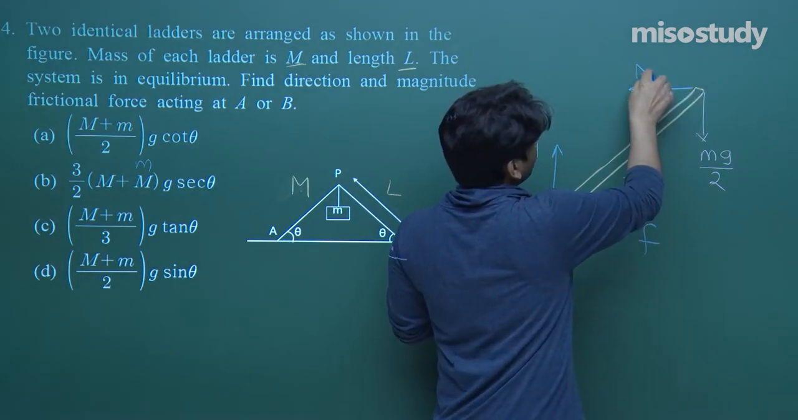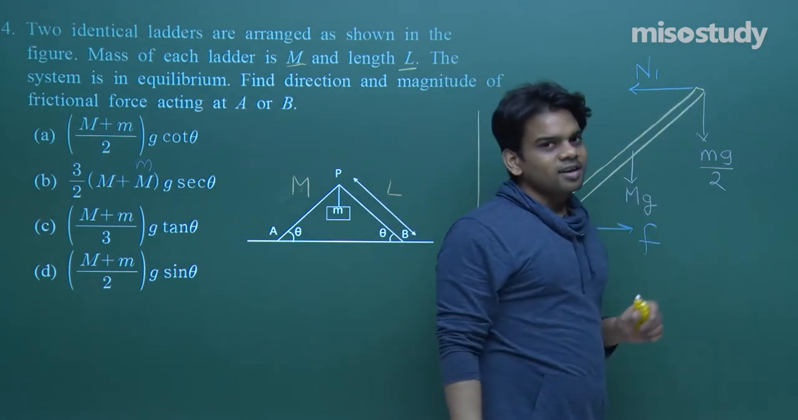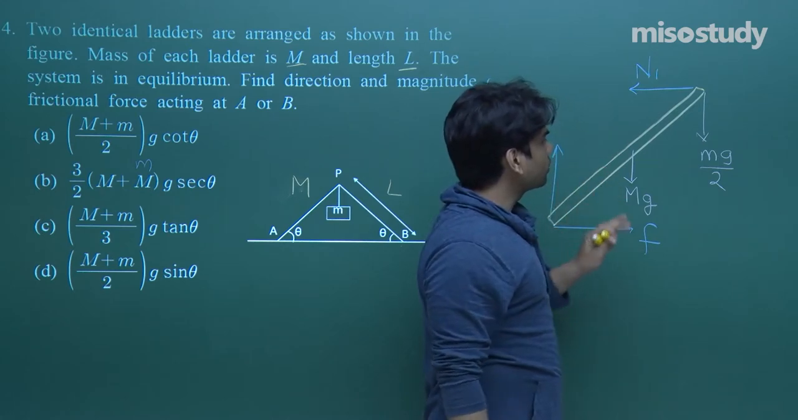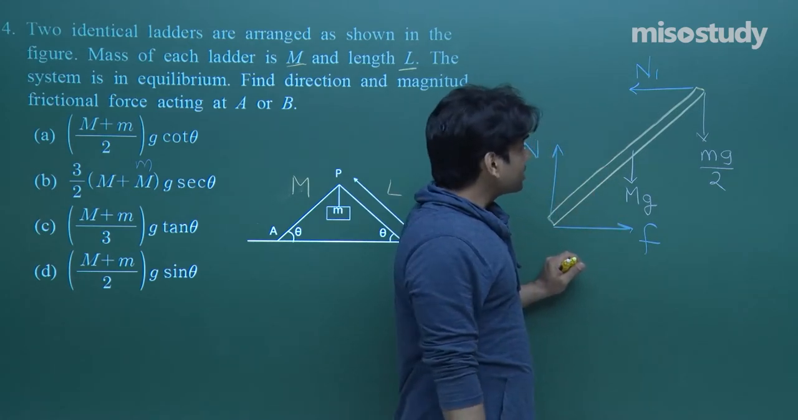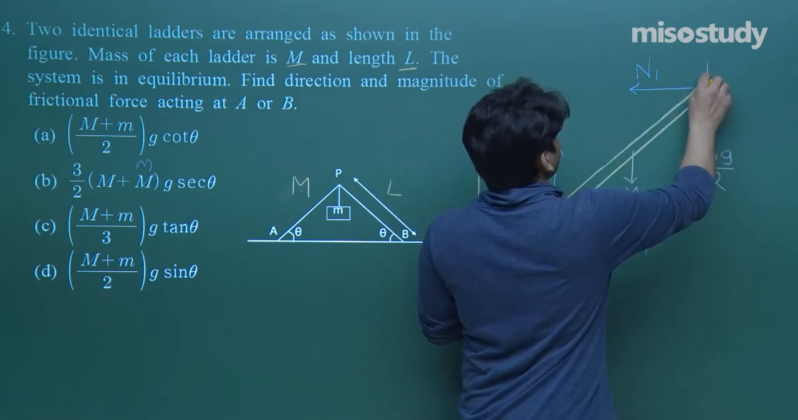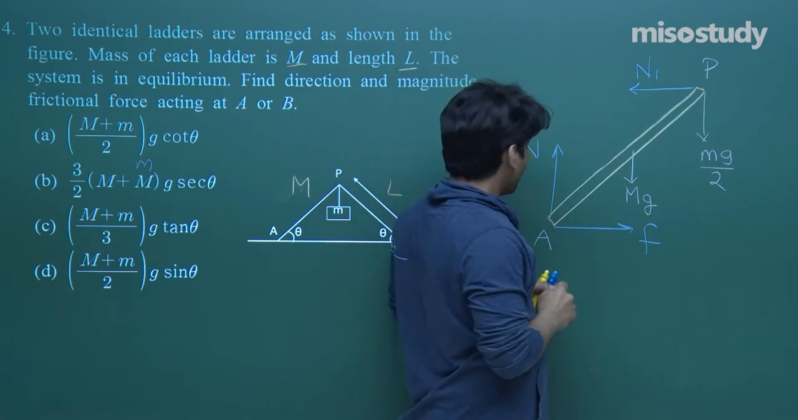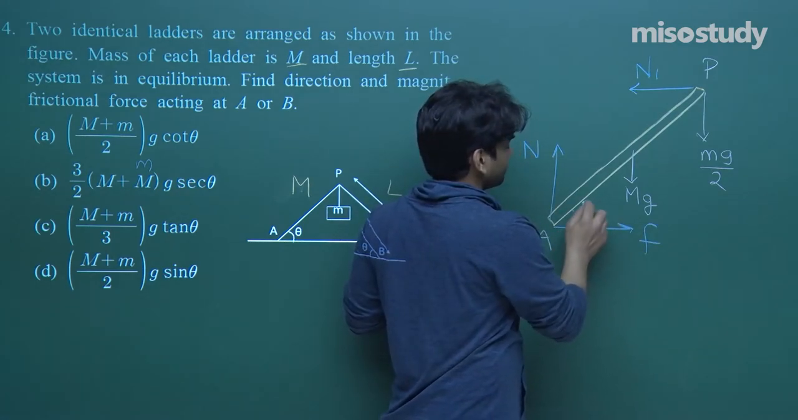Let me call this N1. Pretty much clear to you all, I believe, how you can show all the forces. Now for this, let us take this point as O. It's given as P, so I will take it as P. Not a problem. This point A, and this is given as theta.